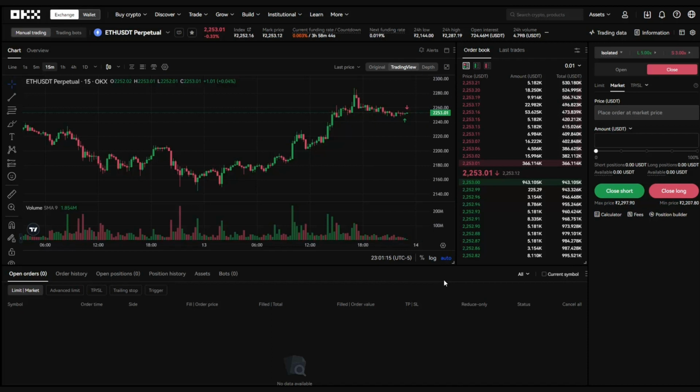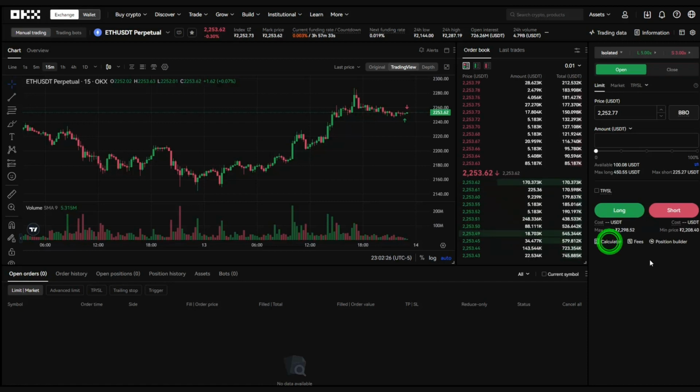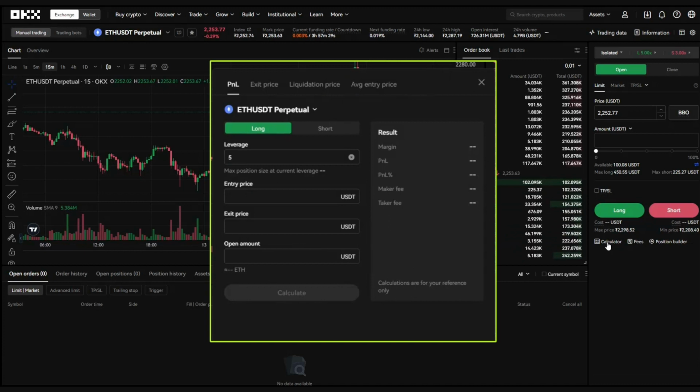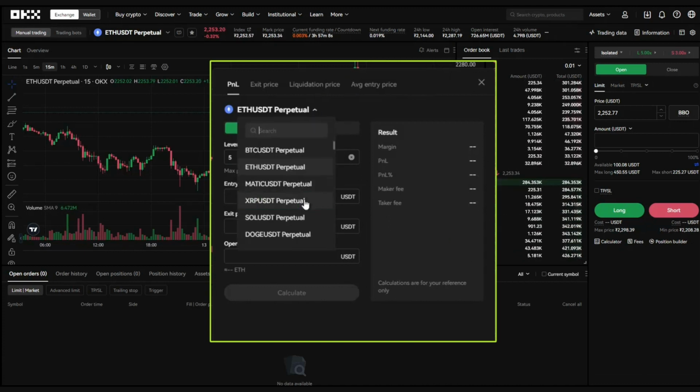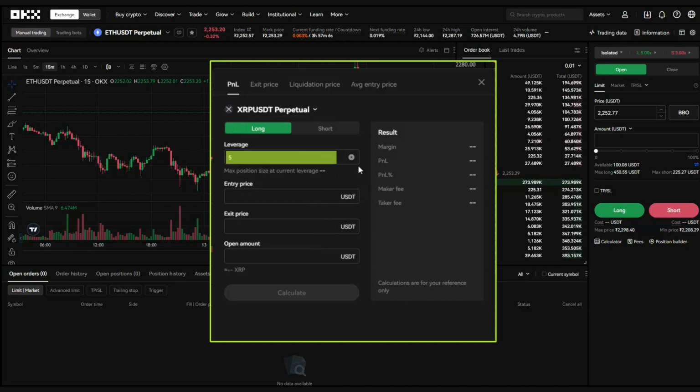Finally, I want to show you the calculator. This is a very practical tool, and few use it. It helps you calculate potential profits or losses before opening a long or short trade. For example, you can simulate a long trade in XRP. You select the leverage, 10x.